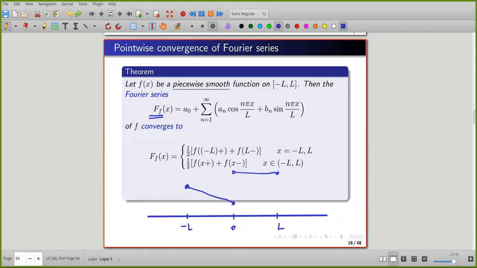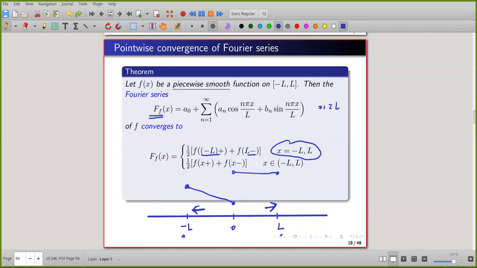now notice that this series is a periodic function, right? Because it has period 2L. So if I replace x by x plus 2L, I get the same value. So the series should have the same value at minus L and L. And the value of the series is going to be the average of where f of x is tending to as we come from here, and where f of x is tending to as we come from here. So that's what I've written. So f of minus L plus, that is this limit, and f of L minus, that is this limit. So at x equal to minus L and L, it converges to this value.